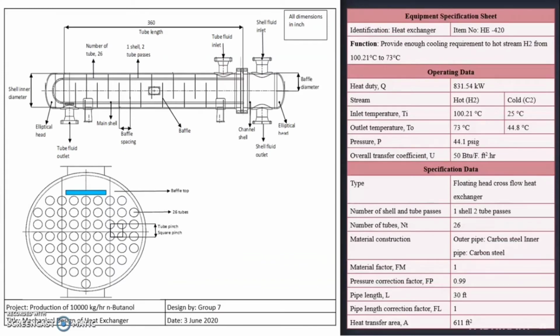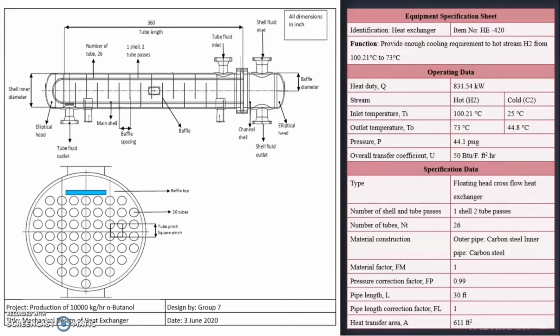For the last mechanical design, it is the heat exchanger, which is to provide enough cooling to the hot stream H2 from 100 to 73 degrees Celsius. The heat duty is 831 kilowatts. The specification data are given, where the type used is a floating head cross flow heat exchanger with 1 shell, 2 tube passes.